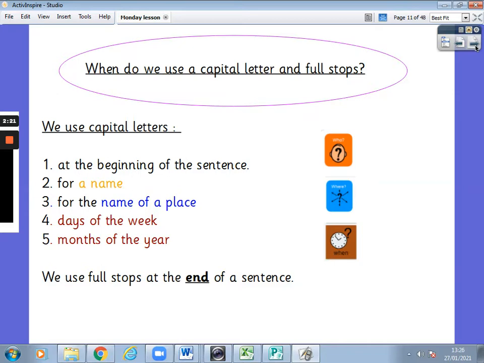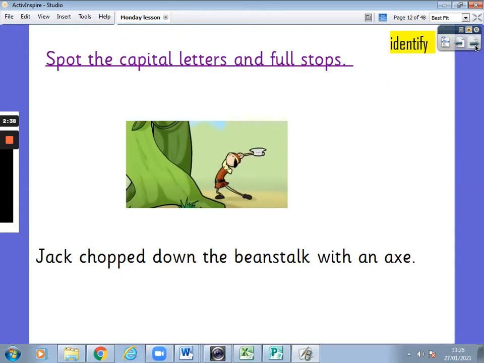When do we use capital letters and full stop again? We use capital letters at the beginning of a sentence, for a name, the name of a place, days of the week and months of the year. And we use full stop at the end of our sentence. Are you ready for the next try? Spot the capital letters and full stop.